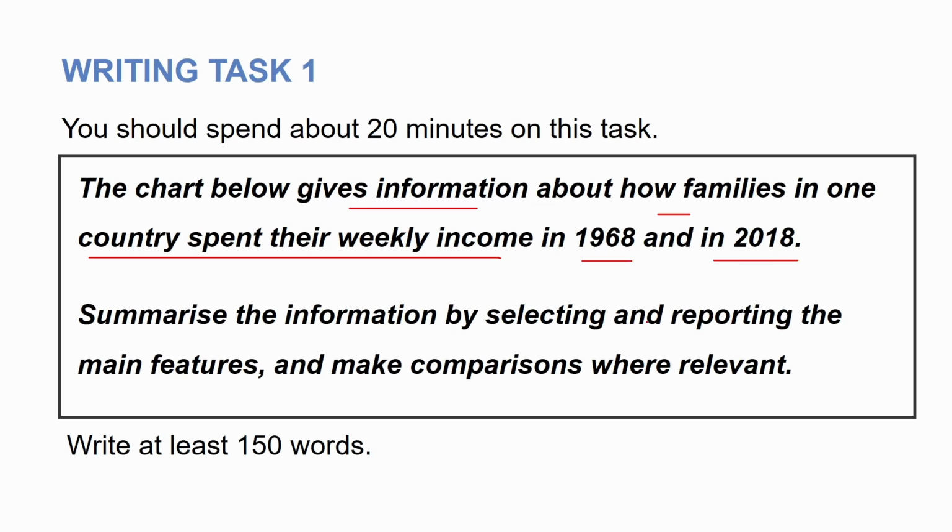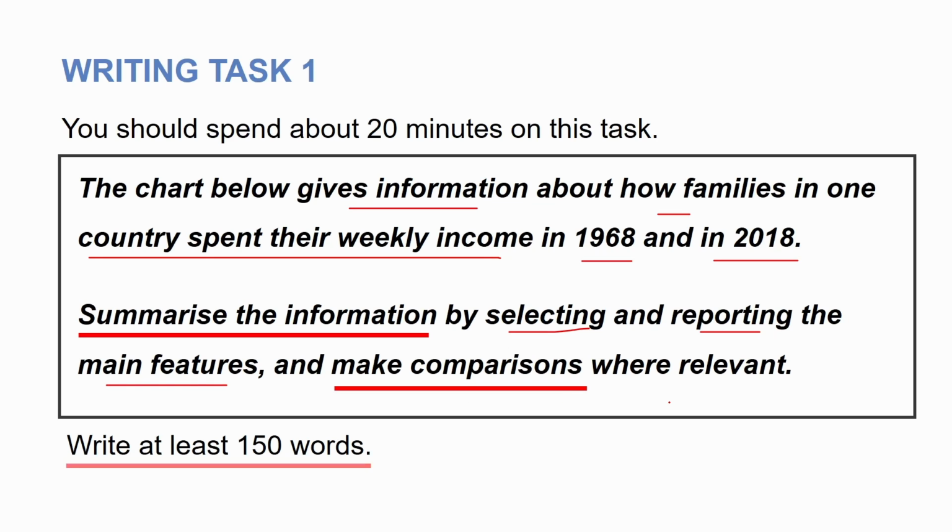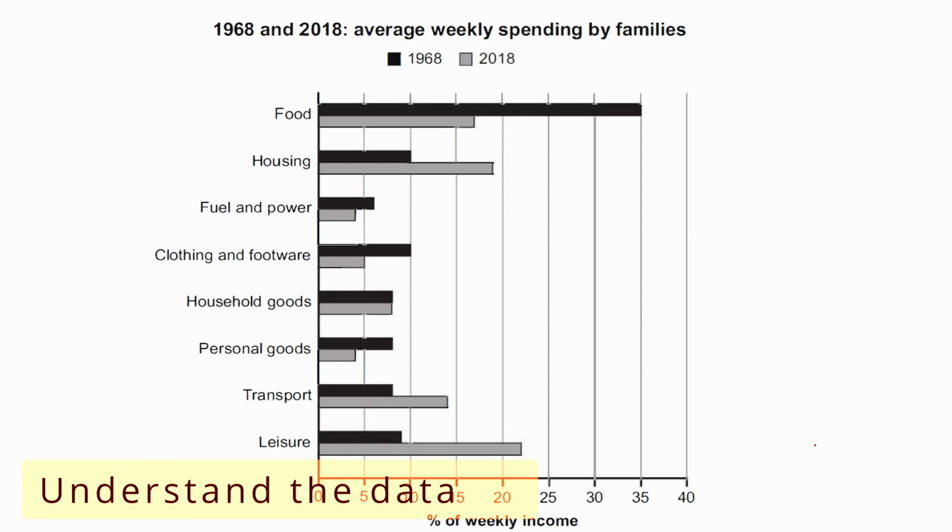About the instruction, as you know, it's always the same. It never changes. We need to summarize the information by selecting and reporting only the main features and make comparisons where relevant. In doing so, we need to write at least 150 words. But again, to be able to cover all the main features, you should aim for at least 170. All right, let's continue with the second step.